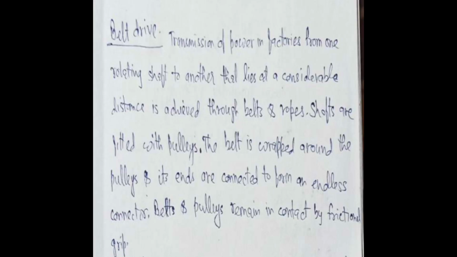So guys, today we are going to discuss the second mechanical actuation system, which is belt drive. Now a belt drive is used to transmit power between two shafts which are at a particular distance. For transmission of power, we use two pulleys which are connected to the shafts. We wrap the belt around these two pulleys.